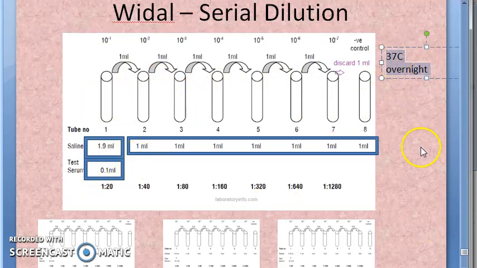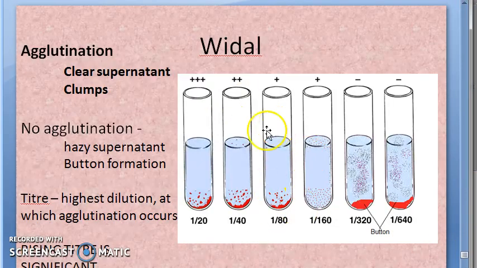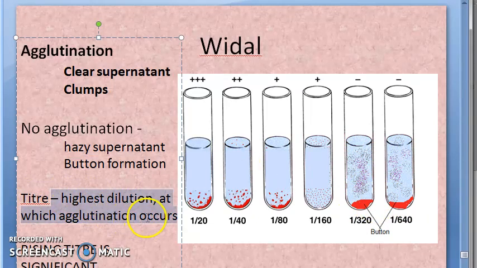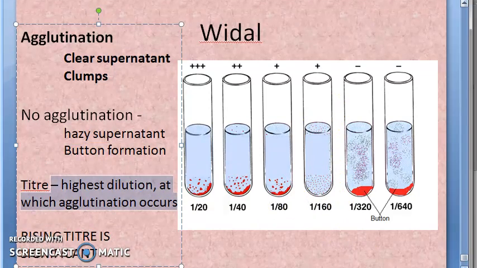When you keep it at 37 degrees centigrade overnight, next day morning you see if something is there like this: a clear supernatant and clumps at the bottom. These are agglutinations. If there is a hazy supernatant and a button formation at the bottom, that will be negative, no agglutination. Titer is nothing but the highest dilution at which agglutination occurs. So 1/160 is the titer in this diagram. A rising titer is of significance.